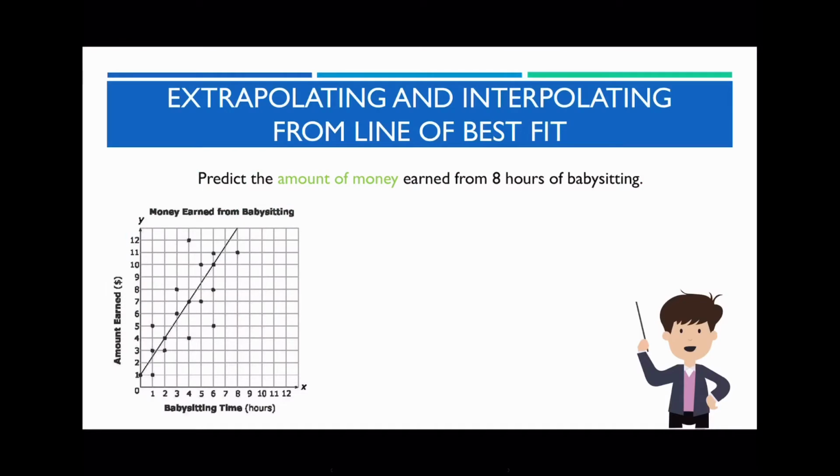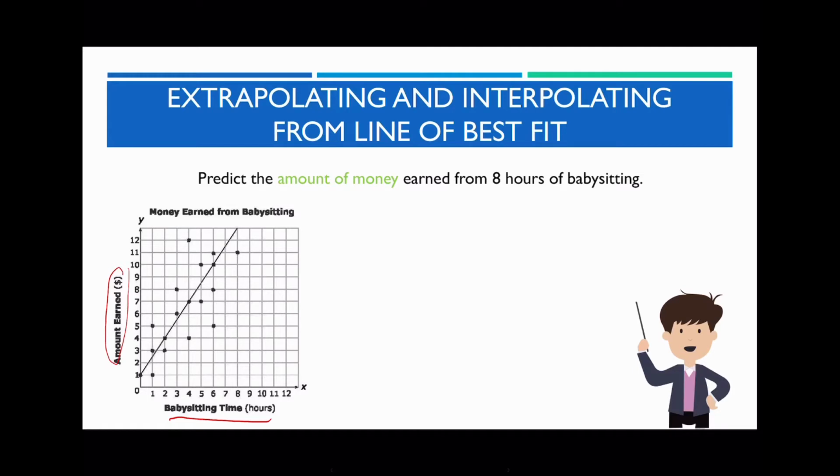I've kind of shown you this previously in the other example, but I'm going to be using another example over here just so you understand what I mean by this. Using this example, the question reads, predict the amount of money earned from 8 hours of babysitting. Babysitting is my x-axis over here, so I want to find out the amount of money, which is the y value. The x value in this case was 8.